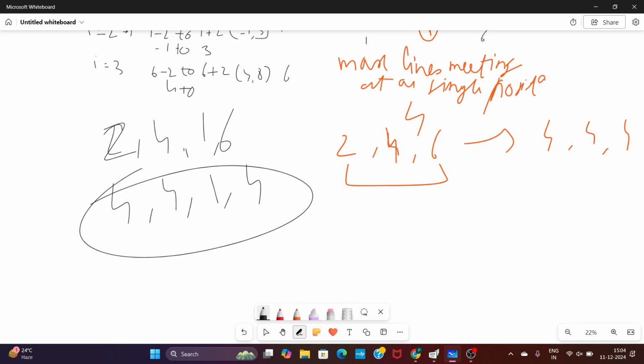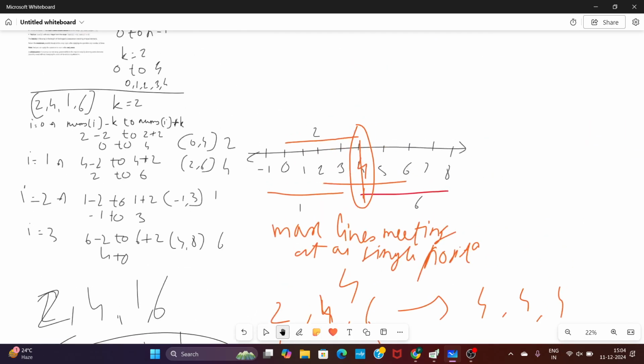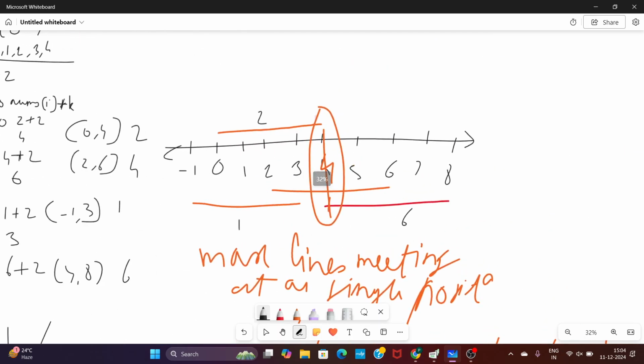So maximum times repeating number is what? 4. It is repeating how many times? It is repeating 3 times. So our answer will be 3. So basically in this way we have to solve the problem and return the maximum times appearing. So this is the approach we have used.